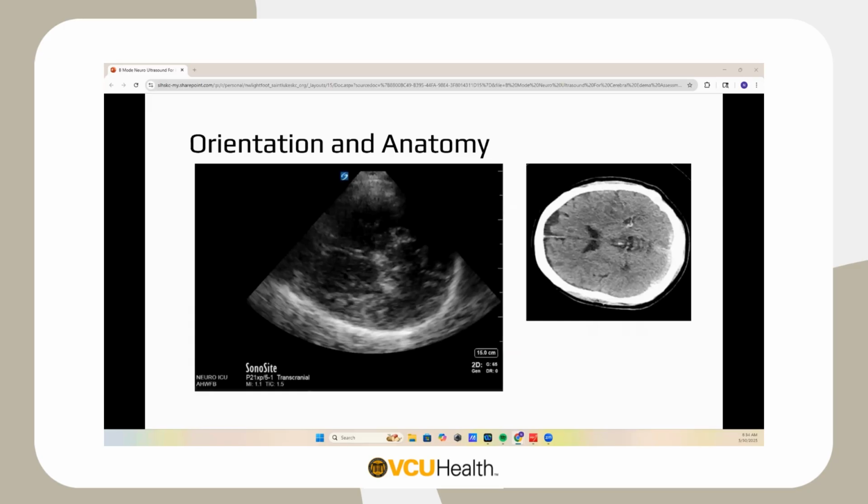So after you are at that level of the basal cisterns, you can either rotate the probe superiorly or rotate the probe upwards, or just slide it superiorly, and then you can get a view of more of the supratentorial structures.